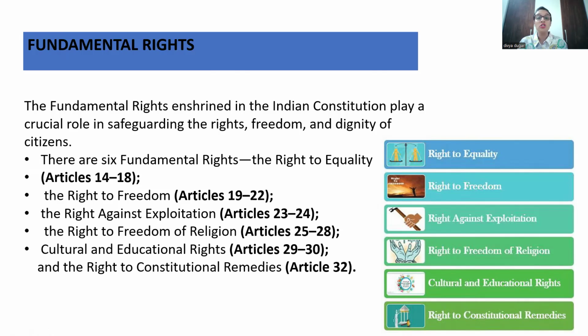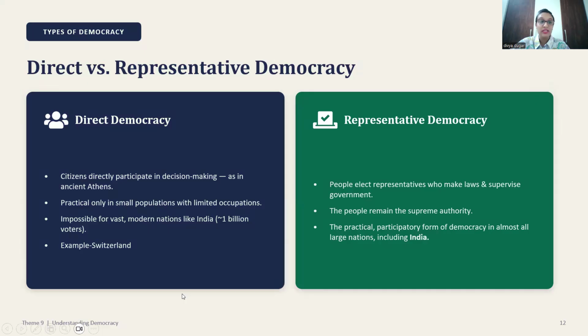Now, right to constitutional remedies. Students, Article 32 is a part of right to constitutional remedies. So these are the 6 very important fundamental rights mentioned in our constitution. While learning, you should remember which article is applicable for which right. I hope it's clear, children. There is no doubt. Let's go to the next slide.